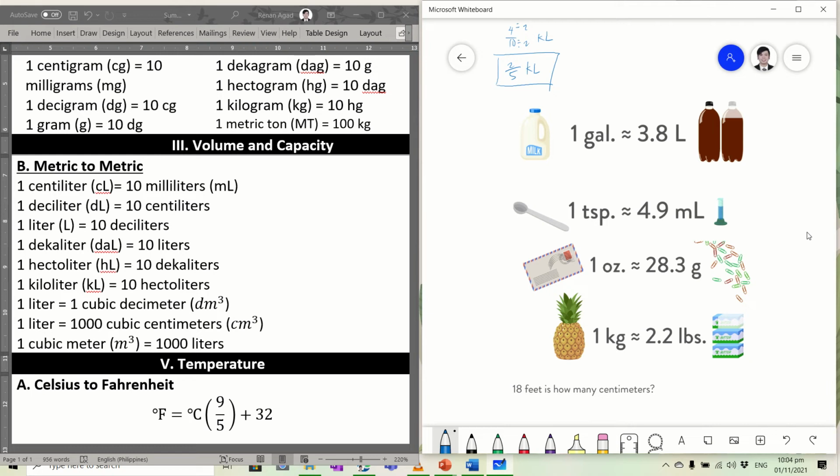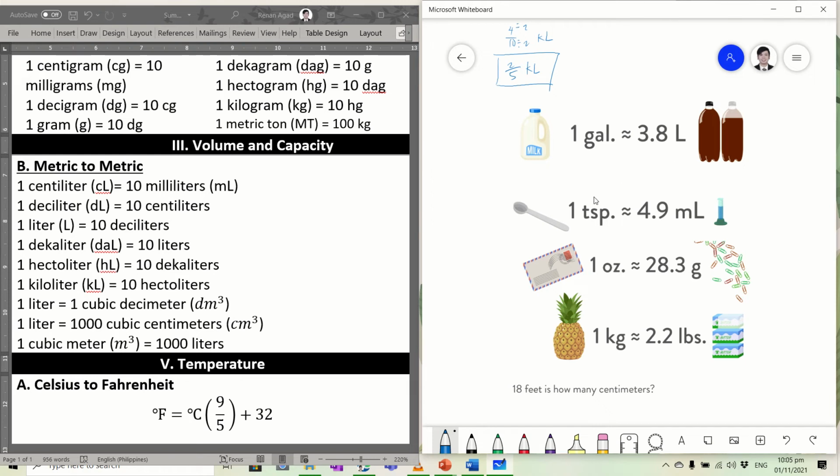So sometimes milk is in gallons. So 1 gallon is approximately equal to 3.8 liters. Just try to imagine three bottles of Coke filled in, and then you have 800 ml of the fourth bottle.